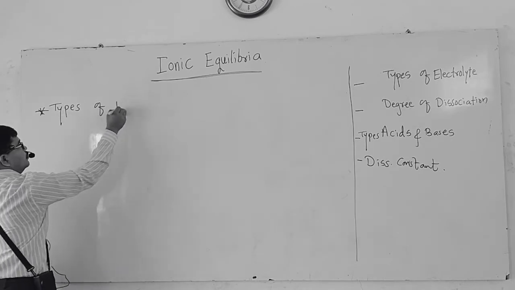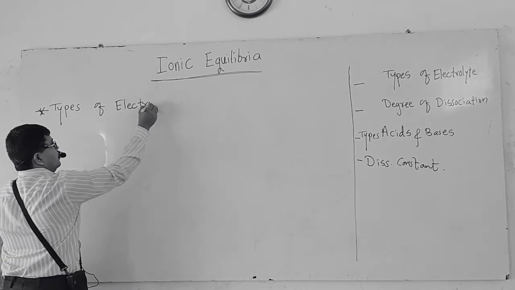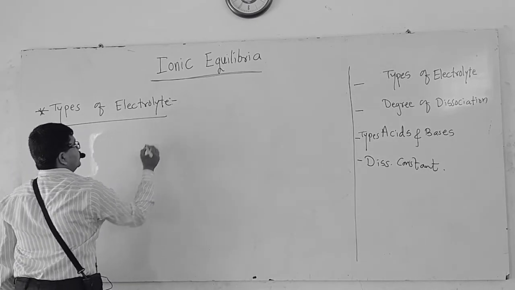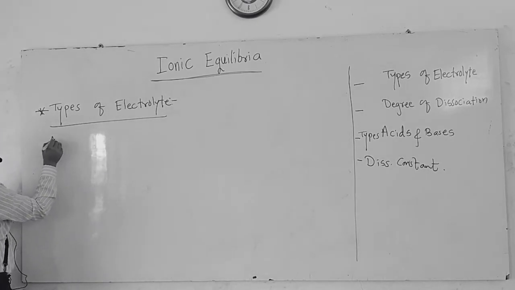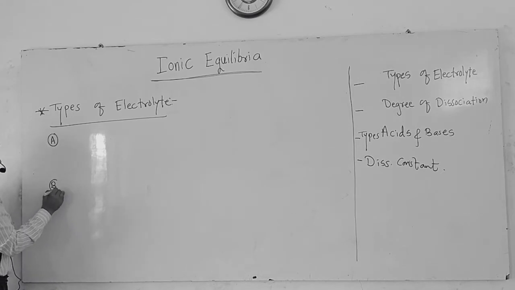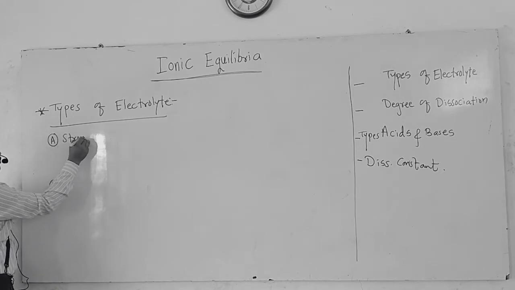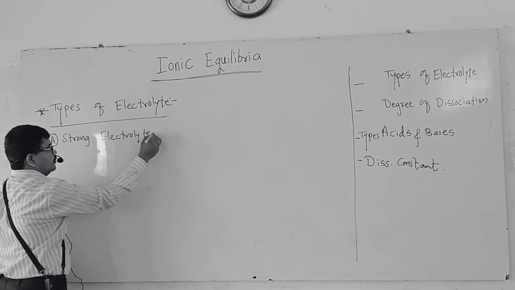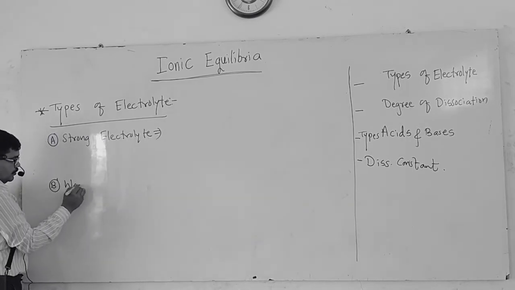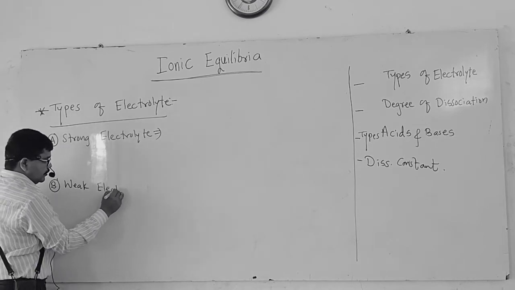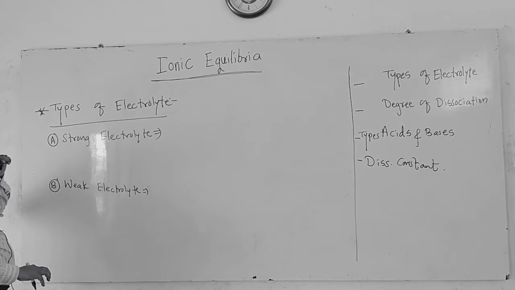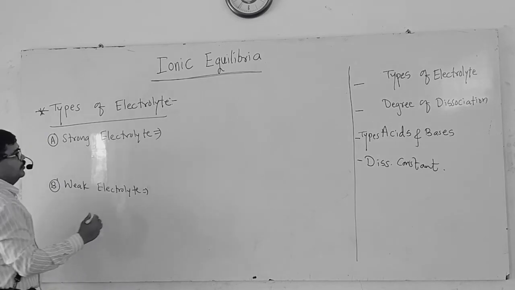Types of electrolyte. There are two types of electrolytes. Strong electrolyte and weak electrolyte. Okay. Now what is the meaning of strong electrolyte and what is the meaning of weak electrolyte?